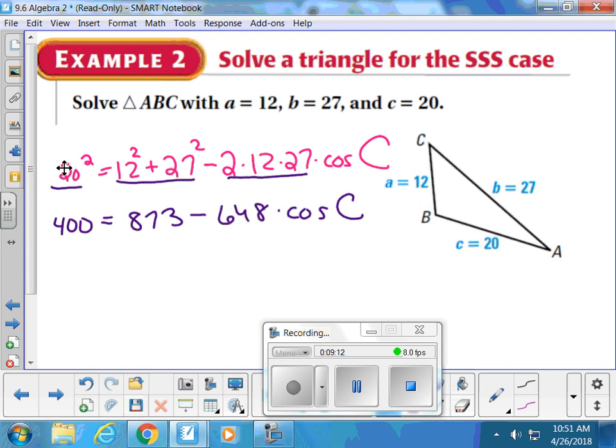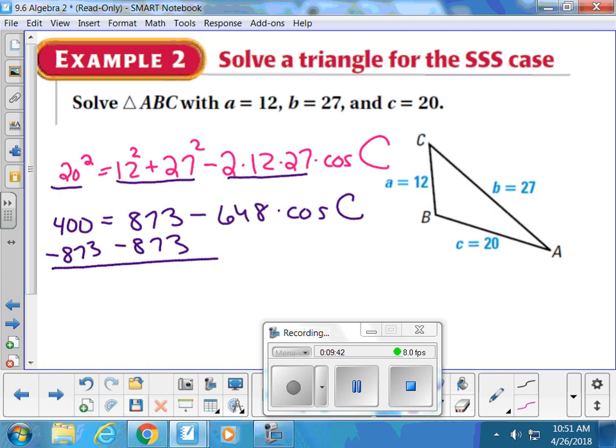Well, how are we doing on our calculations? At this point, this is the step everybody will make their mistakes on if they make a mistake. What I will see students do is 873 minus 648. That's wrong. Can't do that. The 648 is attached to the cosine C, and the only way it can kind of unattach itself will be to divide to the other side. So you want to take this 873 and kind of move it to the other side first.